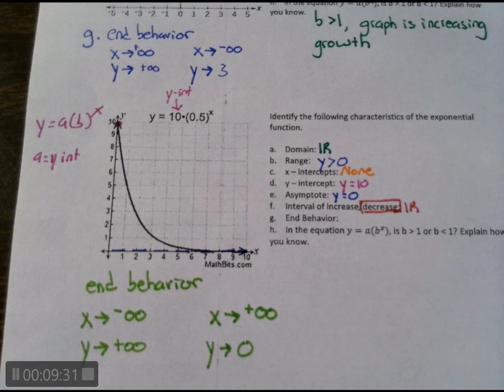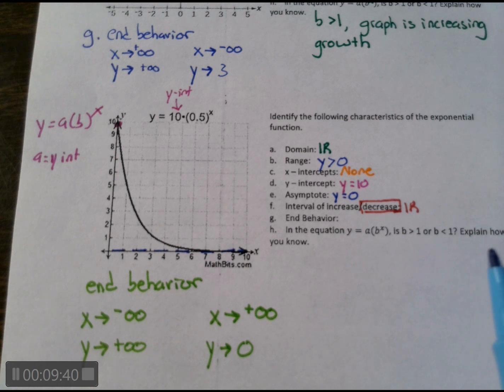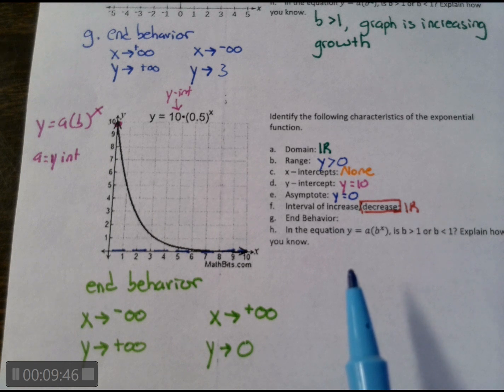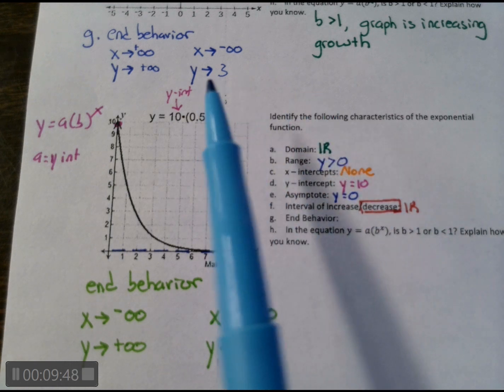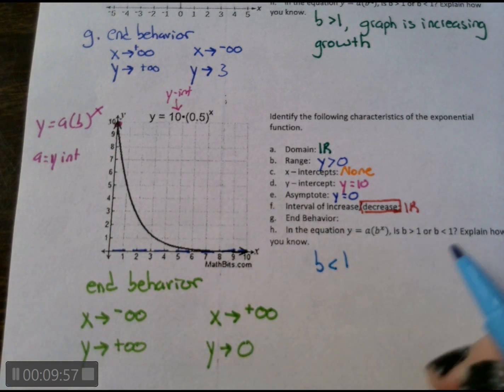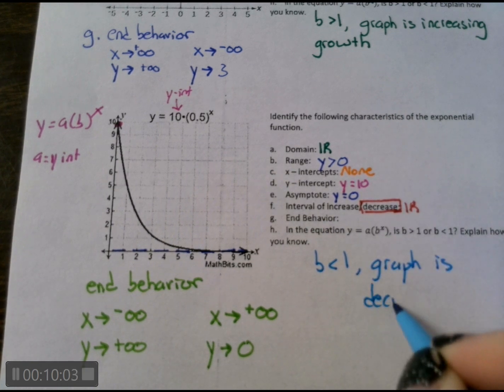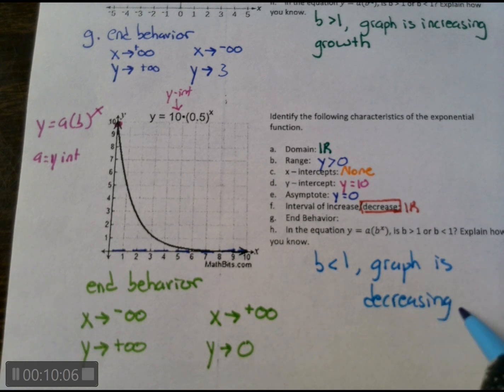And so then, for our very last question, in our equation, is our b greater than 1 or less than 1? And explain how you know. So what do you think? So if the last one, we said b was greater than 1 because it was always increasing, and this one is always decreasing, b is going to be less than 1 because our graph is decreasing. Okay? Alrighty. Looking good, looking good.